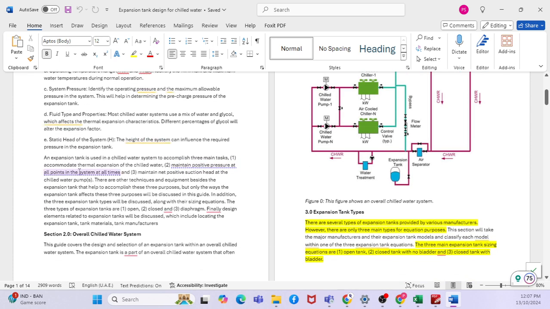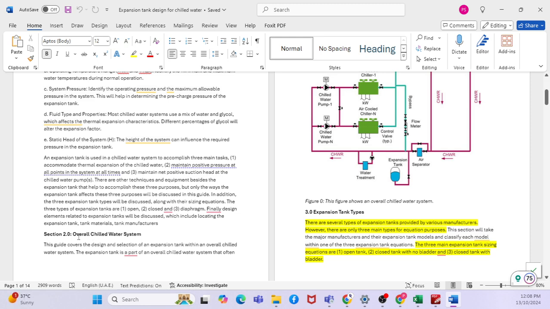Now you can see here, an expansion tank is used in a chilled water system to accomplish three main tasks. One is the thermal expansion of the chilled water system, one is to maintain positive pressure at all points, and the third is to maintain net positive suction head. To maintain these three parameters, you require an expansion tank. If you don't maintain pressure in the system, then you will have a lack of cooling. If you have an increase in pressure, then there is a chance of leakage in the system. So you should understand both the increase and decrease in pressure because of the change in temperature.